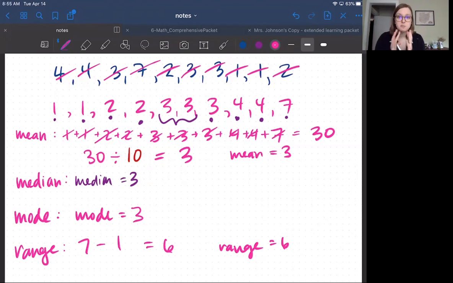It tells me how spread out my data is. The smaller the range, the closer together all of your data points are. The bigger the range means that it is more spread out. Okay, so that's a quick overview.